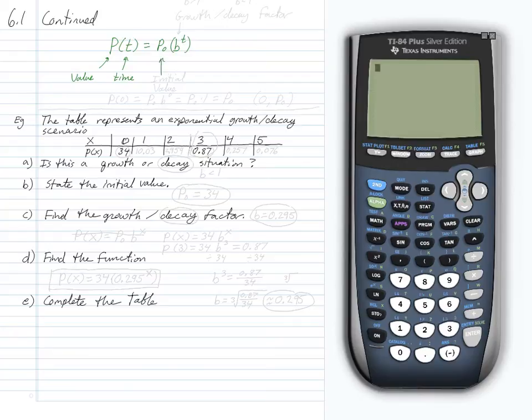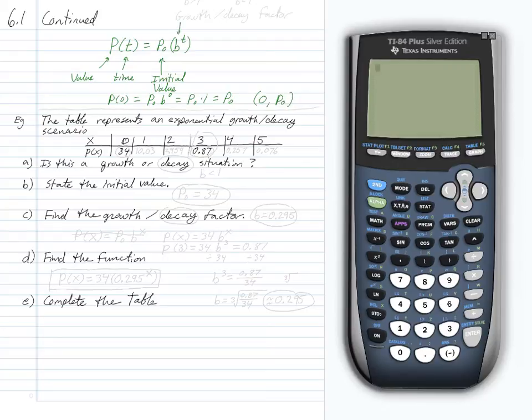So that P sub 0 represents our initial amount, our initial value. And the reason for that is if we plug in 0, in other words, if time is 0, if we're just starting out, then we get P sub 0 times b to the 0, and that gives us P sub 0 times 1, which is itself P sub 0. In other words, the y-intercept, or the vertical intercept, of this general model is (0, P sub 0).